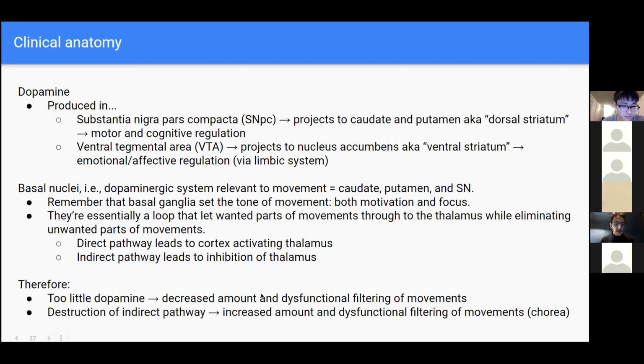So this means that if you have too little dopamine, you have a decreased amount of movement overall, but also a dysfunctional filtering of movements. Whereas if you destroy the indirect pathway, you get an increased amount of movement overall and also dysfunctional filtering of movements. So too little dopamine would represent Parkinsonism, whereas destruction of the indirect pathway would represent chorea.